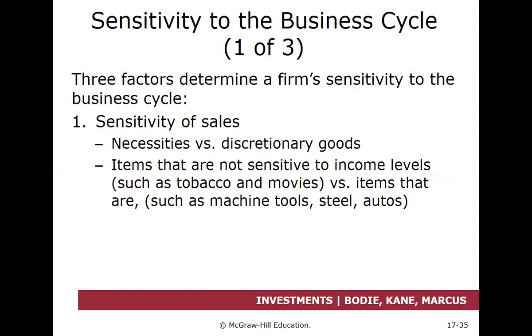Sensitivity to the business cycle. There are three factors that determine a firm's sensitivity to the business cycle. The first is sensitivity of sales: necessity versus discretionary goods. Items that are not sensitive to the income level, such as tobacco and movies, versus items such as machine tools and steel autos.